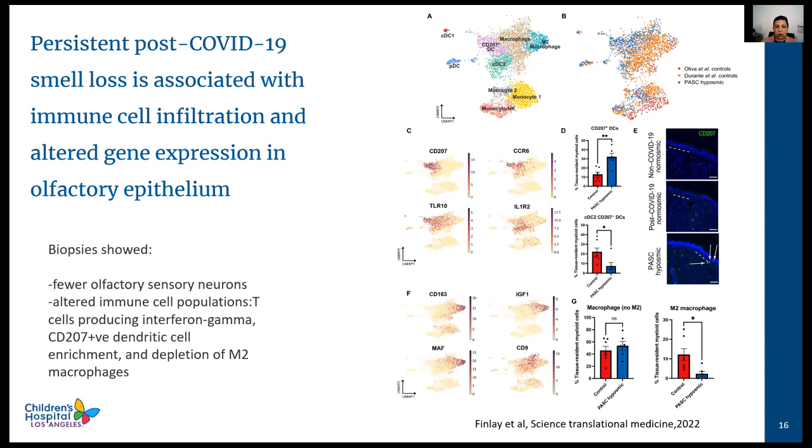So there was an enrichment in T cells producing interferon gamma. There was an enrichment, as seen in these figures here, of CD207 positive dendritic cells, as well as a depletion of M2 macrophages. I think the M2 macrophages is really interesting. M2 macrophages have an anti-inflammatory response as well as a role in tissue remodeling and healing. So this is something really interesting, which could be contributory to the persistent symptoms seen in PASC.